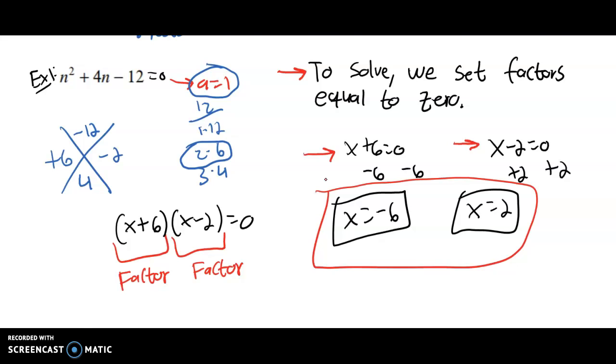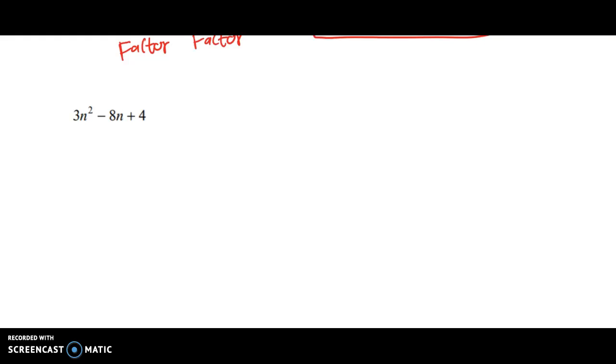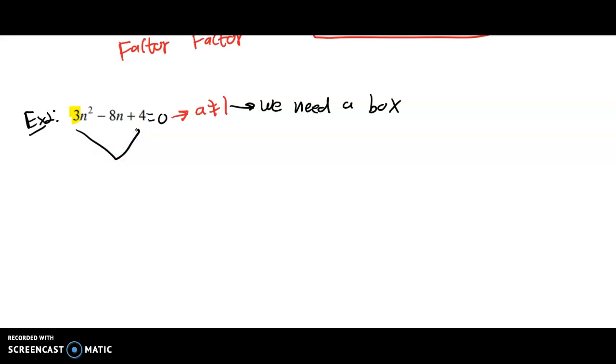We're going to look at example 2. All right, a little more factoring review here. It should be equal to 0. Our first step is to identify what kind of problem it is. This is an a does not equal 1 because a is 3. Reminder that a is the number in front of n squared. If a does not equal 1, we require a box. Okay, first thing I'm going to do is multiply these two numbers. I get 12. We'll write out factors of 12 again.